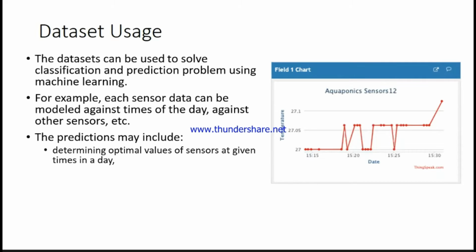So the kind of predictions, or the kind of work you can do with this kind of data set, could be determining the optimal value of sensors at given times in a day, and trying to know the rate of water change. You can do that based on the data you have.